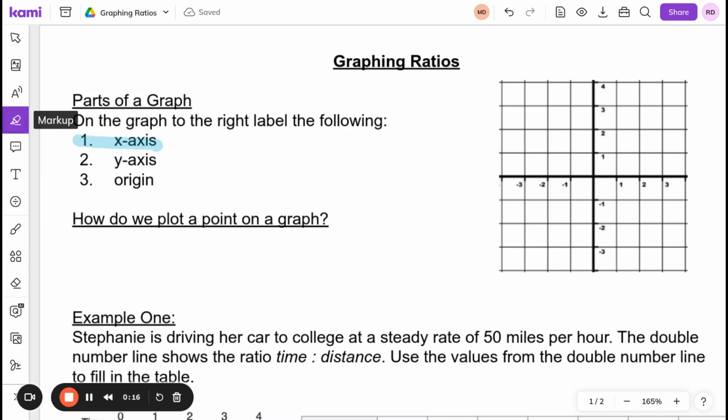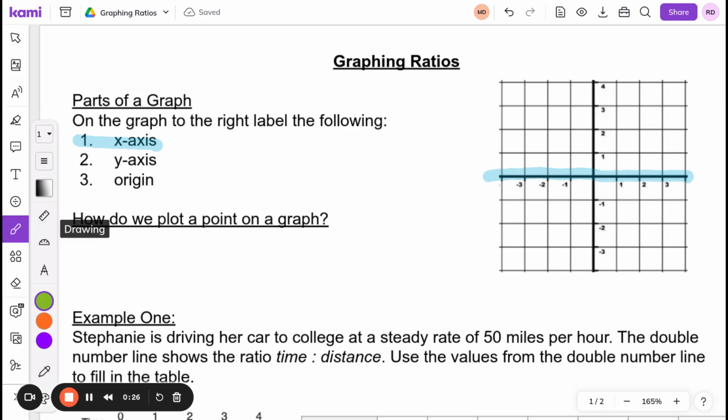So first we want to highlight that x-axis. Your x-axis is the horizontal line. So that's that. Here we'll label x. So this is horizontal, and it tells us to move side to side.